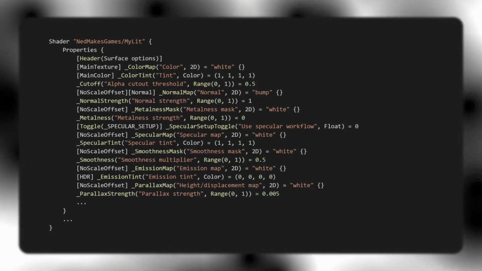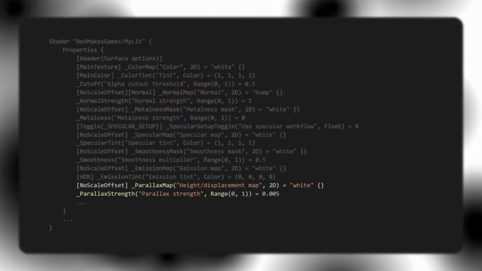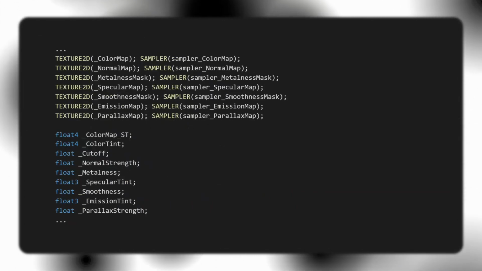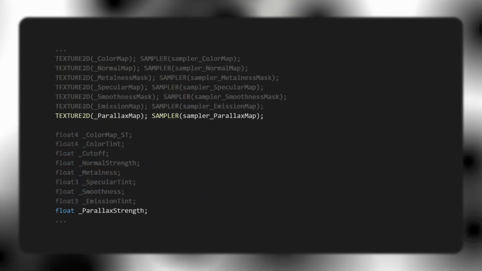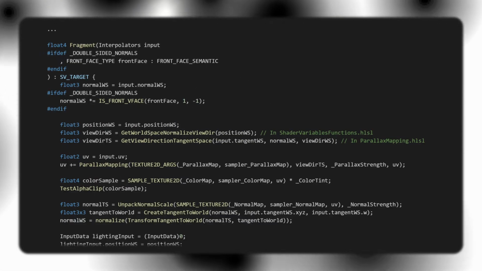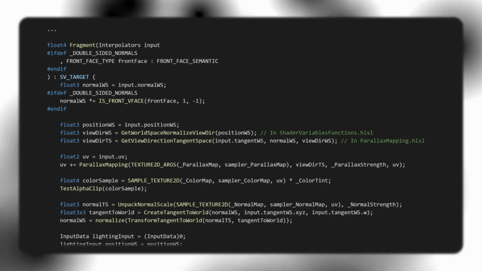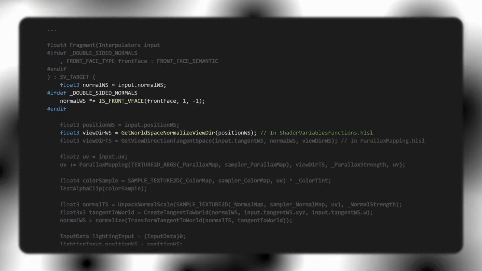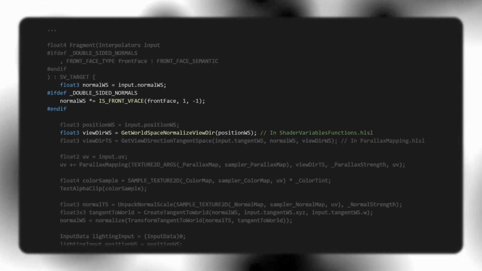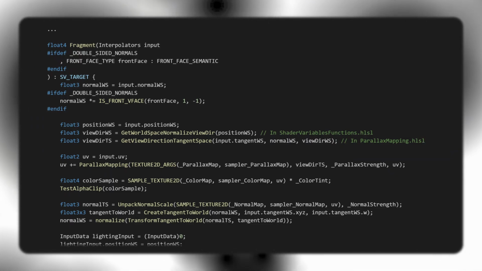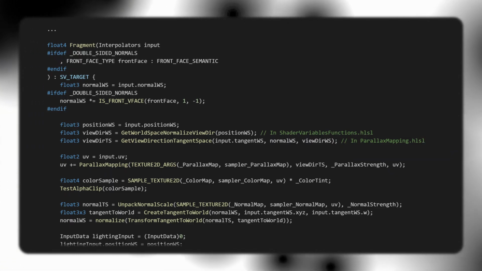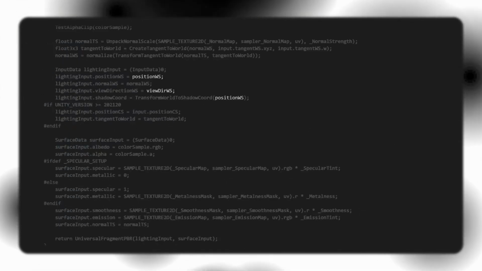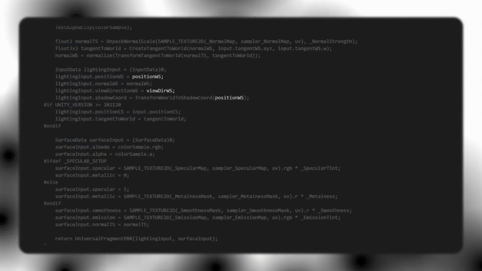To get started, add a height map and a parallax strength property to mylit.shader. In mylit-common.hlsl, add declarations for these new properties. In mylit-forward-lit-pass.hlsl, rearrange code a little bit so the normal and view direction are calculated before any texture sampling. We need to calculate a new UV based on these values. In the process, use these position and view direction variables throughout the function instead of the values in input.